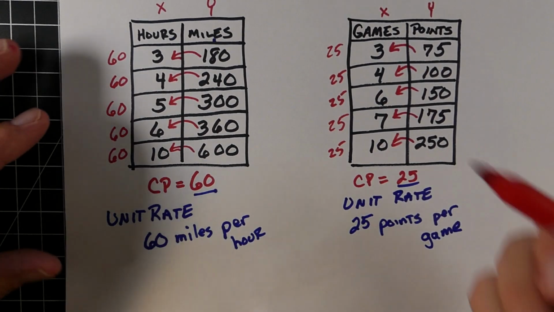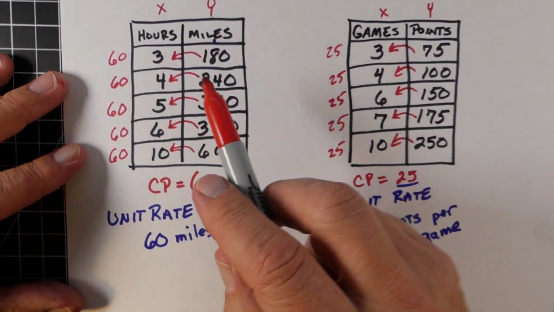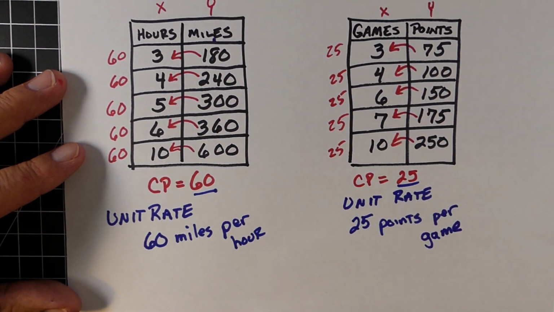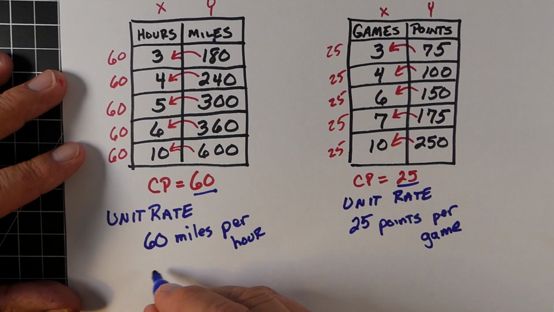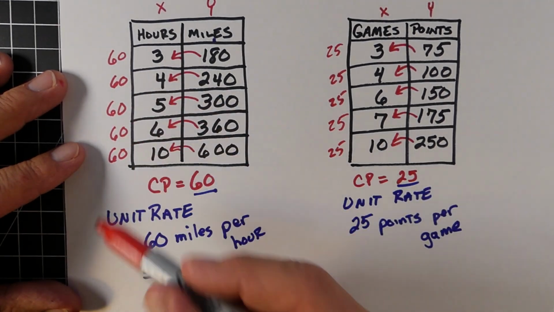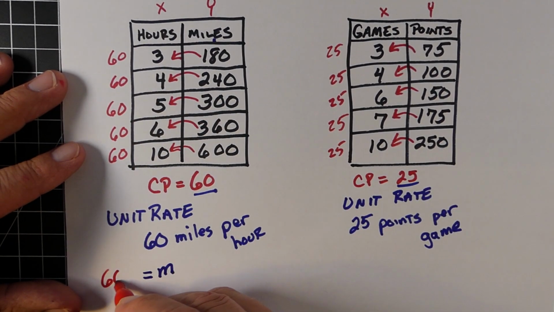So next up, we're going to look at creating equations for unit rates. And we're going to start with a couple of tables we used earlier. The first one was hours and miles. The other one was points and games. We already know our constant of proportionality was 60, and we know the unit rate was 60 miles per hour. So the key is you have to use whatever your constant is as part of your equation.